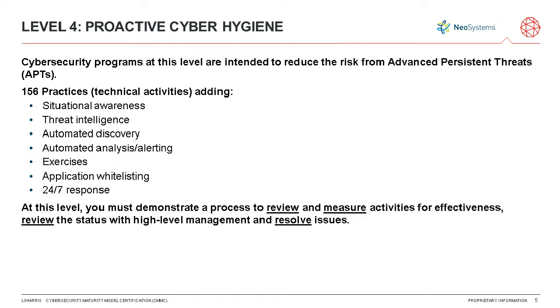Just a quick review here, so a quick summary. Level 4 is the proactive cyber hygiene. We're looking at a total of 156 practices, as well as demonstrating a process to review and measure activities for effectiveness, review the status with high-level management, and resolve issues. At this level, you're reducing the risk from advanced persistent threats, as well as having a process to review and measure your activities for effectiveness.